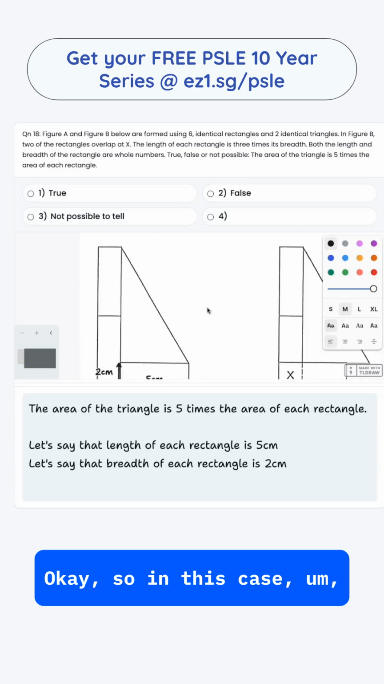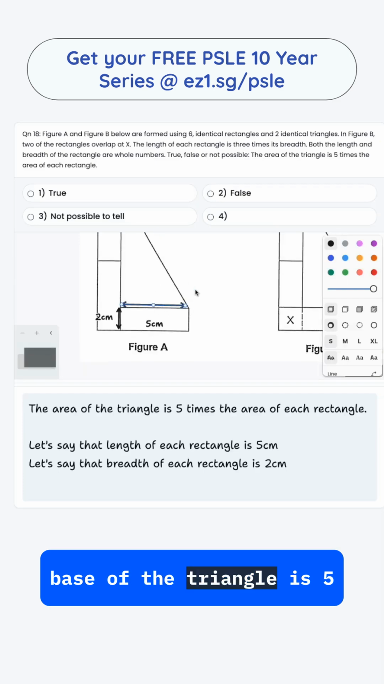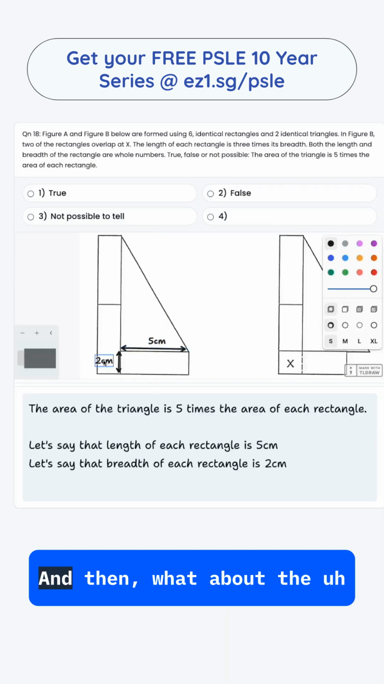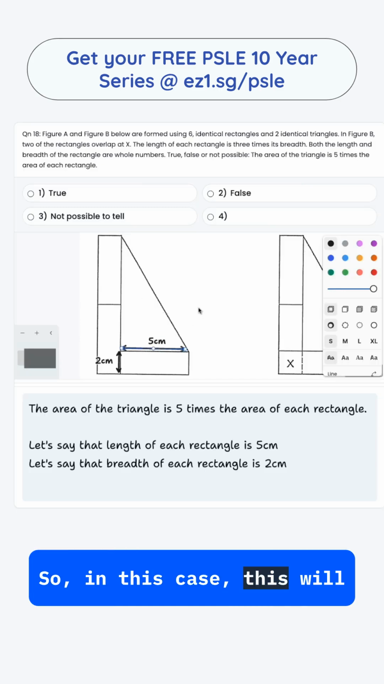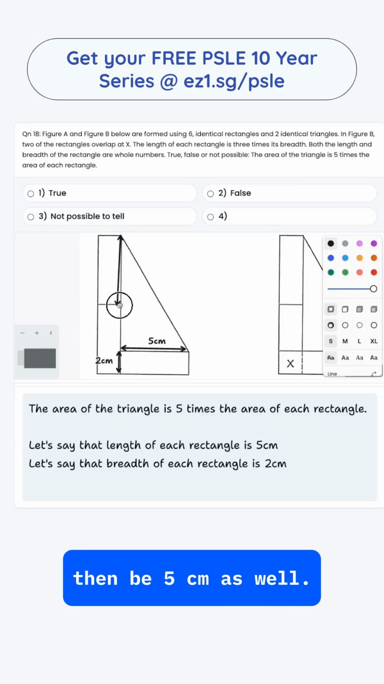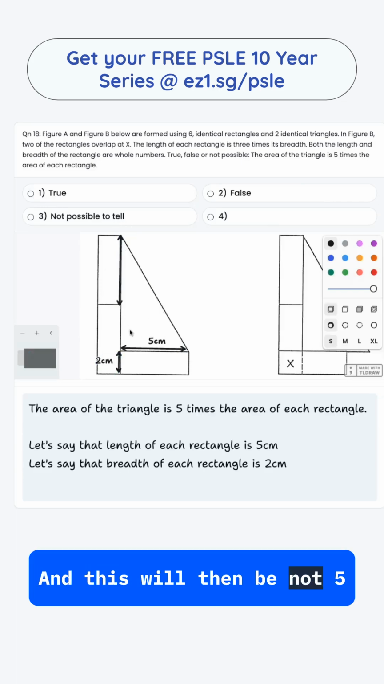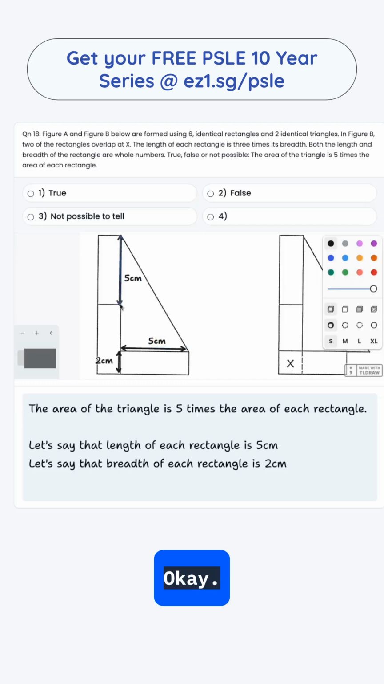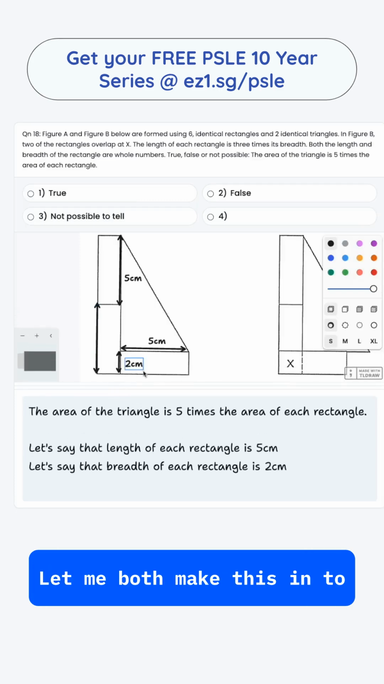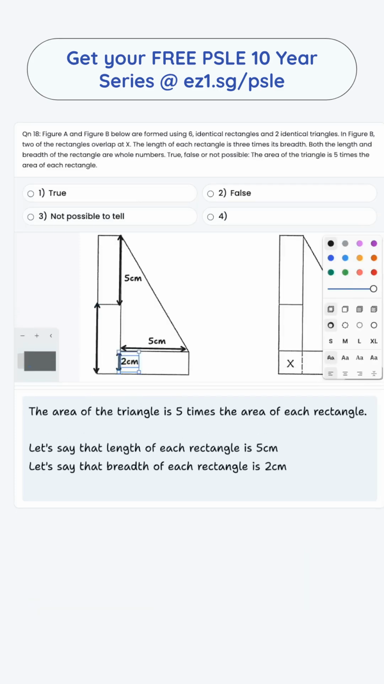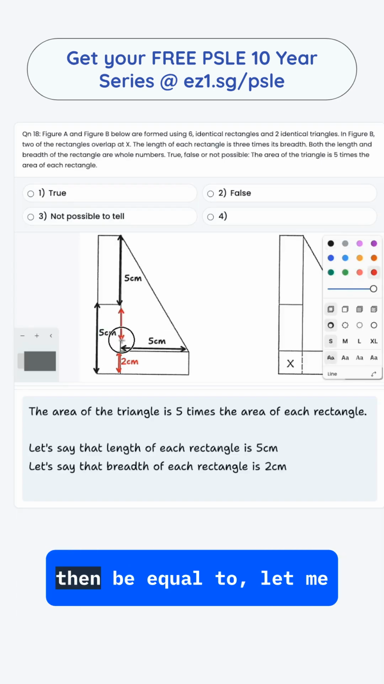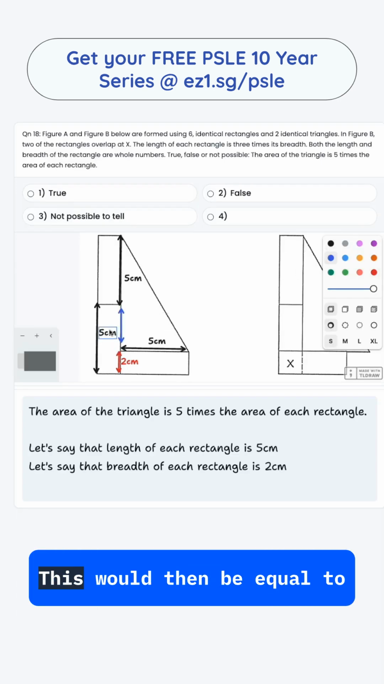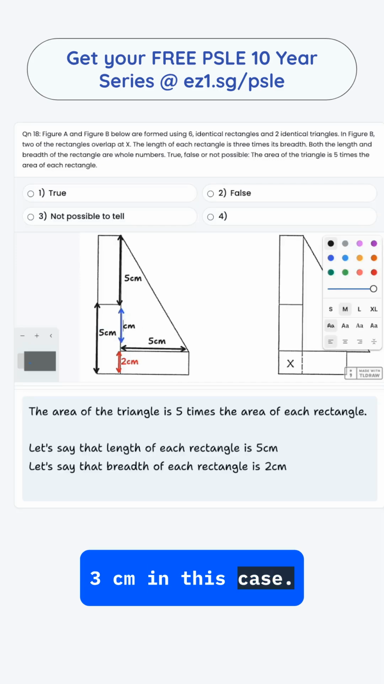Okay, so in this case, we know that the base of the triangle is 5 centimeters. And then what about the height? So in this case, this will be 5 centimeters as well, and this will then be not 5 centimeters but something else. We know that this is 5 centimeters, and this is 2 centimeters. Let me make this into red, so it's easier to see. So we also know that this is also 5 centimeters. So this whole thing will be equal to, let me make it blue, 3 centimeters in this case.